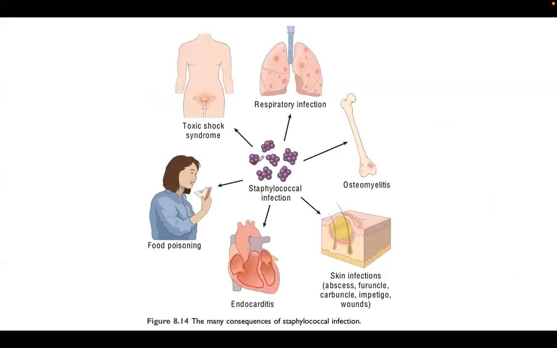Now, if we go to Robbins, this is basically the spectrum of medical diseases which is associated with Staph aureus. It begins with food poisoning, toxic shock syndrome. It can present with a respiratory infection, osteomyelitis, skin infections, and even endocarditis.